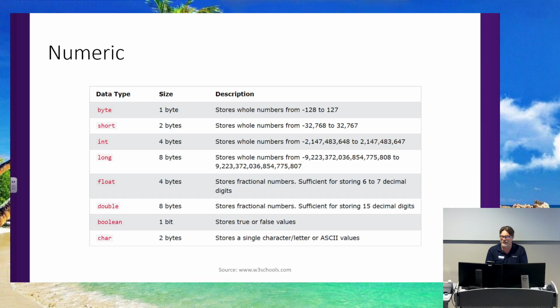Okay, short is the same treatment, but it's 2 bytes instead of 1 byte, so the number of combinations goes up, 32K to negative 32K.